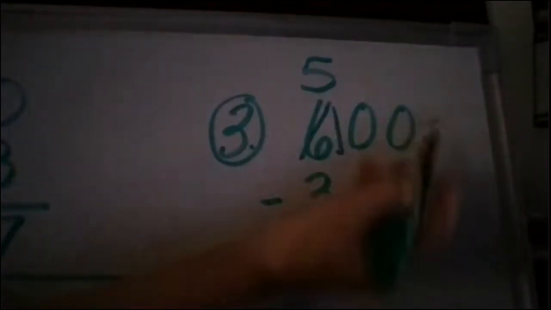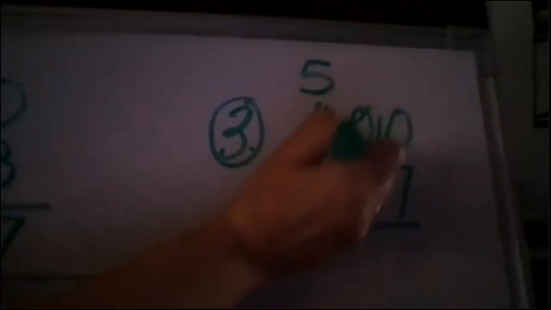So we come all the way to the hundreds. We have to, again, that's right, we have to regroup. And the 6 goes down to 5. We still don't have any ones, so we are going to regroup. And the 10s now go down to 9.